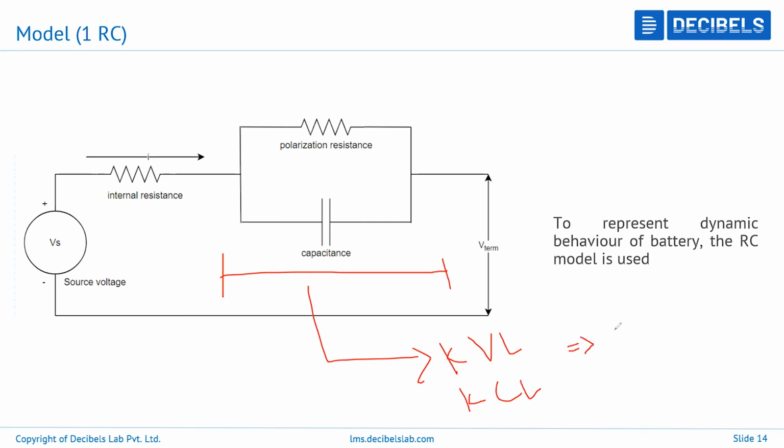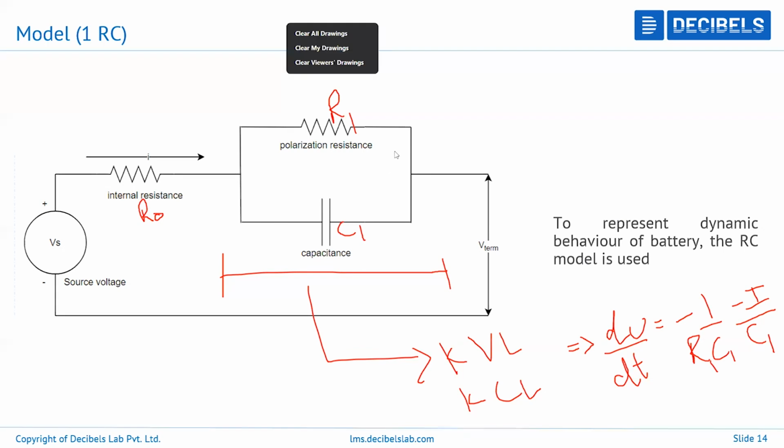If you derive this, you will get the change in voltage, dU by dt, equal to minus 1 by RC, minus the current divided by C1. This is abbreviated as R1 C1, just a symbolic representation, and this is represented as R0. So series resistance, and parallel resistance and capacitor. So this is your change of voltage across the RC branch, right? These are the equations that we have to use in order to model this.